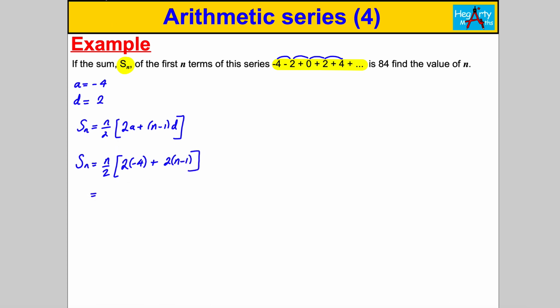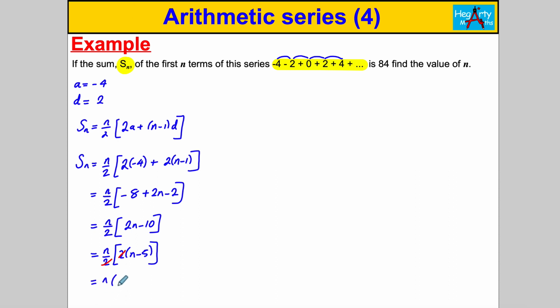And let's just tidy this up a little bit for ourselves here. This is n over 2, negative 8 plus 2n subtract 2. And continuing the tidying up process, this is going to be 2n subtract 10. And I can even factor a common factor of 2 out here, and that 2 will cancel with that 2, and I get n subtract 5. So the sum of the first n terms is equal to n multiplied by n subtract 5.